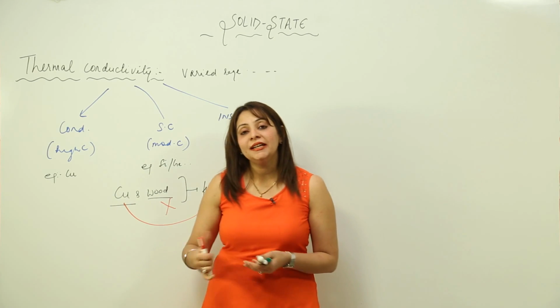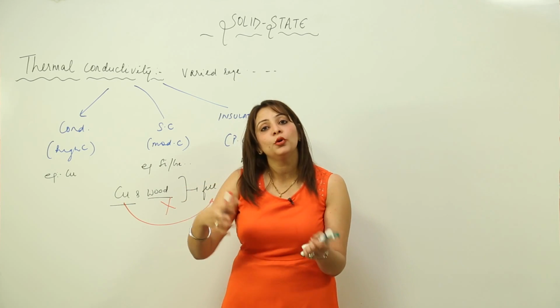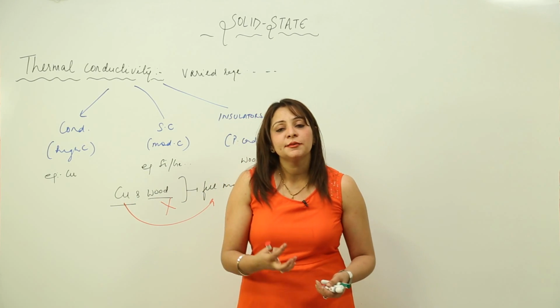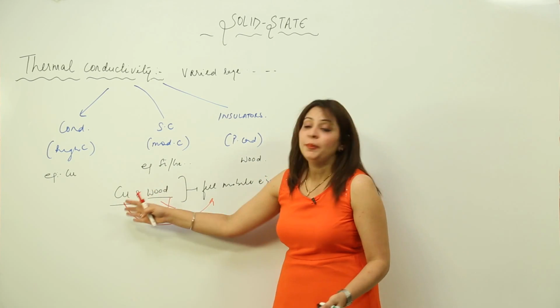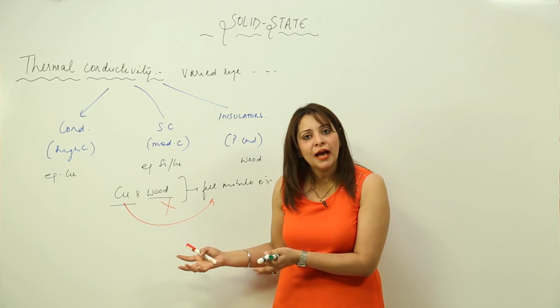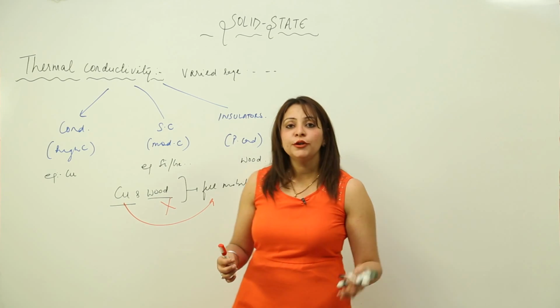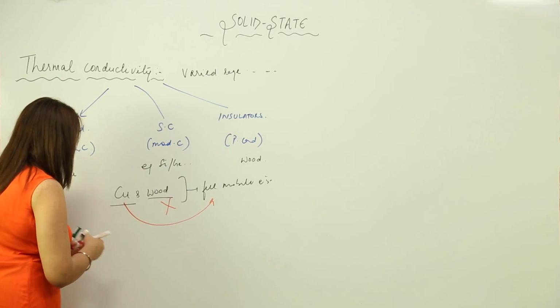Now you must be thinking that because they both are matter and both are made of atoms, and we all know that an atom contains protons, neutrons and electrons, then what is the reason that copper possesses free electrons and wood doesn't, right? I am just going to explain this, so look at the board carefully.